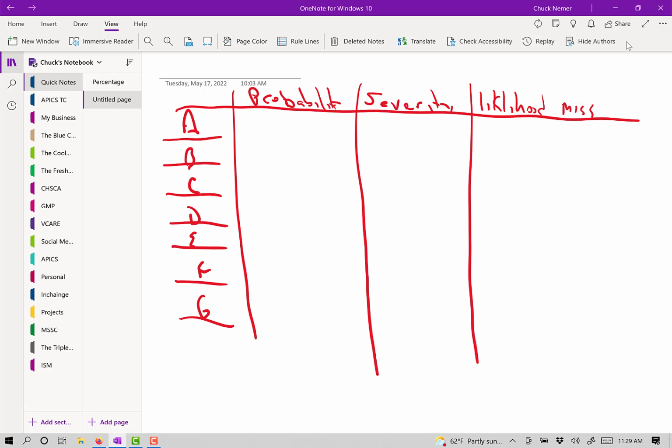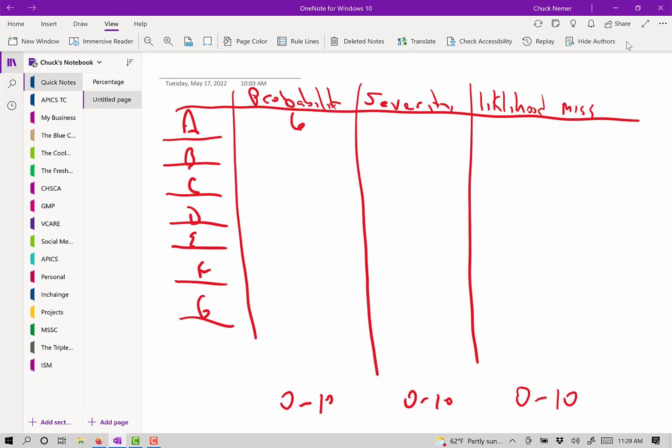So in all three cases, we're going to score them from 0 to 10. In the case of probability, 0 is no probability of it occurring, 10 is almost a certainty. Severity, 0 to 10, so 0 is least severe, 10 most severe. And then on likelihood, of course, 0 to 10. 0 would be no likelihood we'll miss it, 10 will be 100% we will miss it.